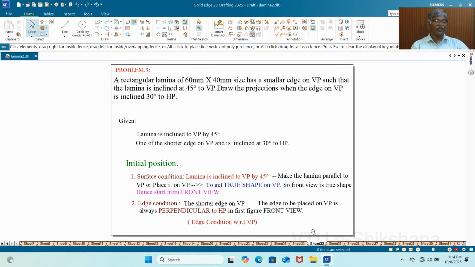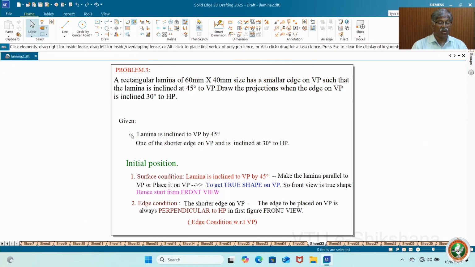So I will explain the problem which I have already worked out with the computer software. Let me repeat the problem. The rectangular lamina of 60 mm by 40 mm size has a smaller side on VP such that the lamina is inclined at 45 degree to VP. Draw the projections when the edge on VP is inclined at 30 degree to HP. Edge and side are the same.